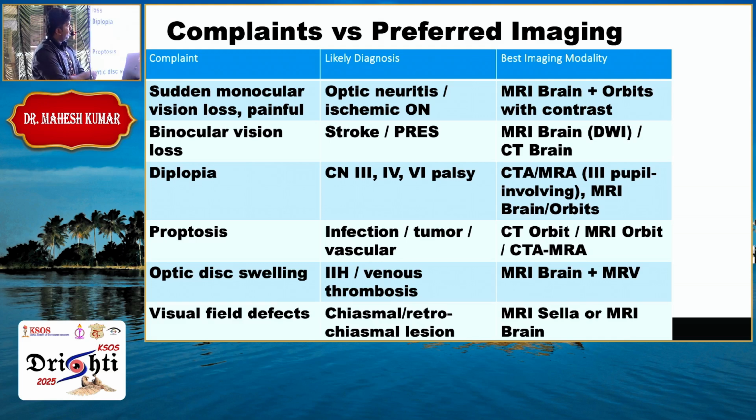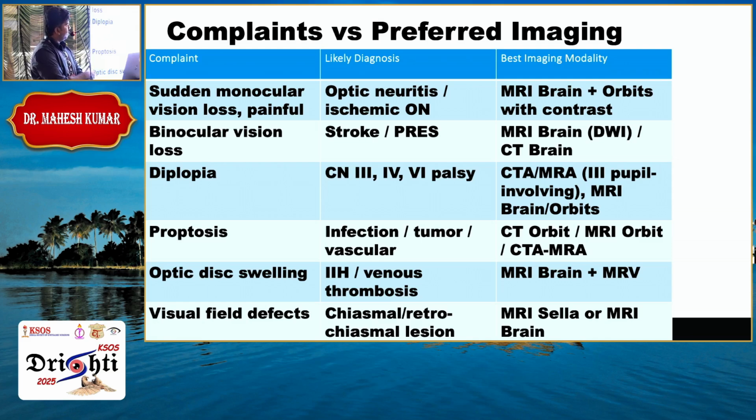Okay, this table shortly comprises the basic presentations, the likely diagnosis that you can expect, and the modality that you can order. So when there is sudden painful monocular vision loss, it could be primary optic nerve pathology. We can go for MRI orbits with contrast and screening brain. Binocular vision loss is most commonly cortical or subcortical pathology, so we should go for MRI brain first. If not available, we should screen with CT brain.